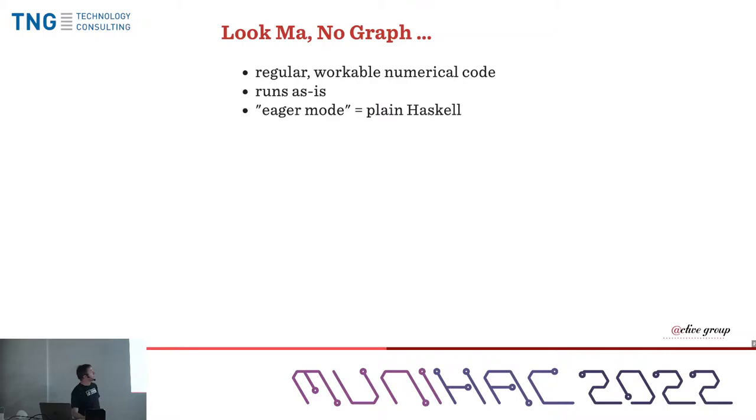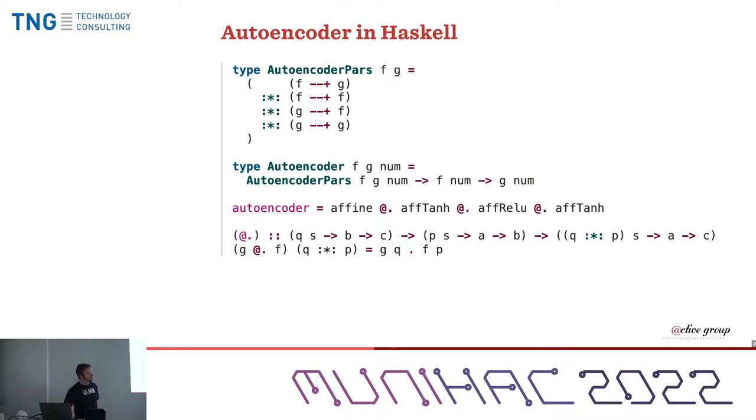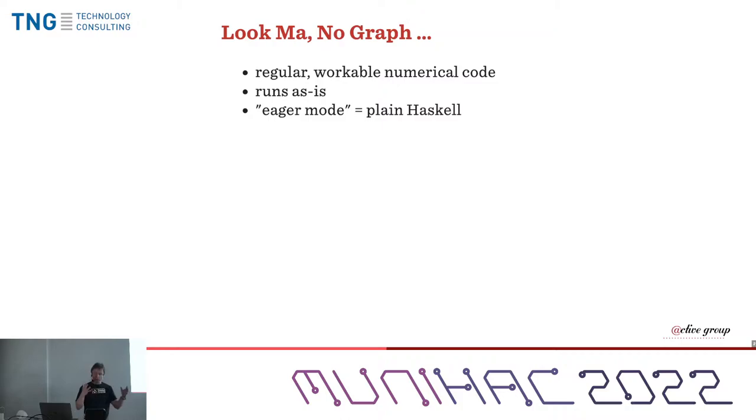You know, first of all, it means that if we can somehow make this work, and not just have it run, but also be able to train it, compute and optimize the parameters, then that would be really nice because we have regular workable numerical code that you could run directly. And what's called eager mode is this thing where you run the Python code directly. It's just plain Haskell. We don't have to have any special support to make that work.